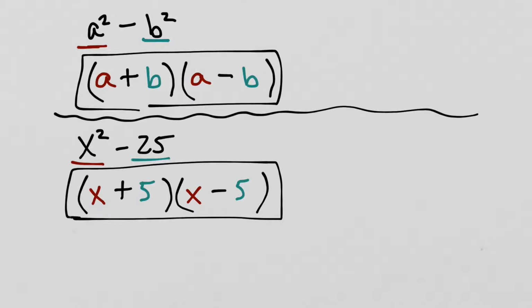And why does that factor that way? If we did FOIL this to check, x times x is x squared. Then the outside would be negative 5x, and the inside would be positive 5x. So the negative 5x and the positive 5x cancel out. That's why there's no middle term. And then 5 times negative 5 is negative 25. So, again, you can always check your results that way.